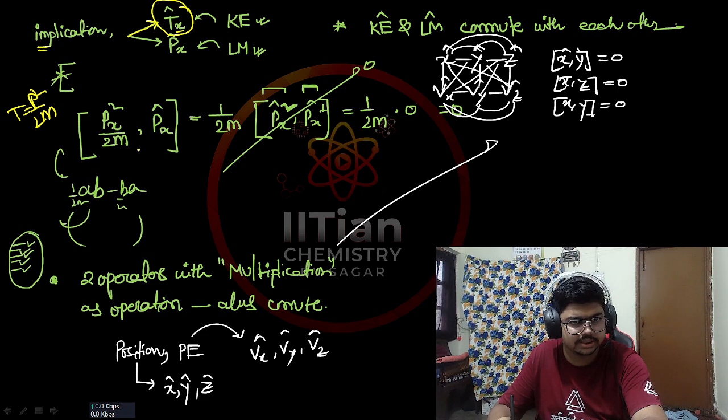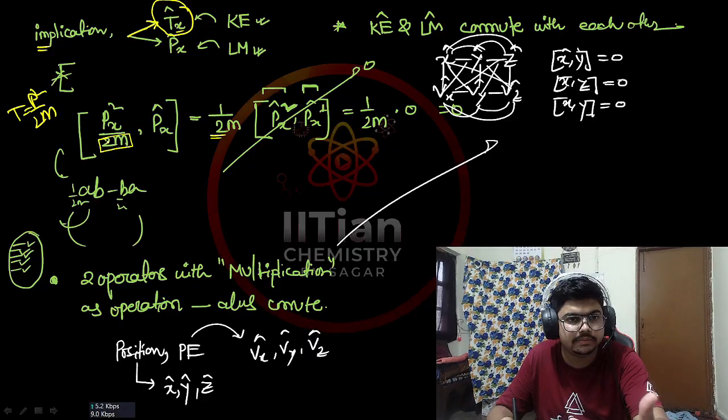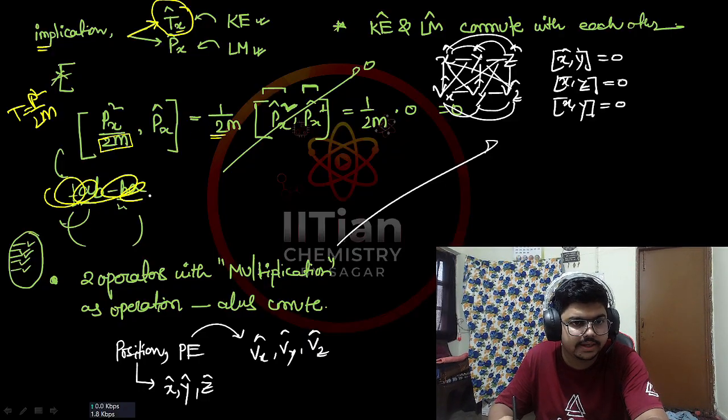Will they commute with each other? Let's check. This 1 by 2m will be common. We are just simplifying things. This will get common like 1 by 2m. Why will it get common?